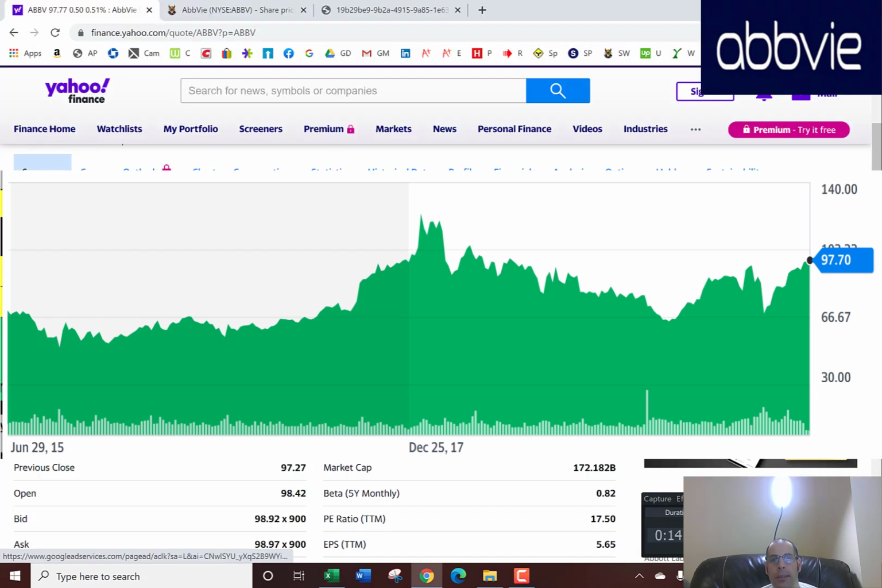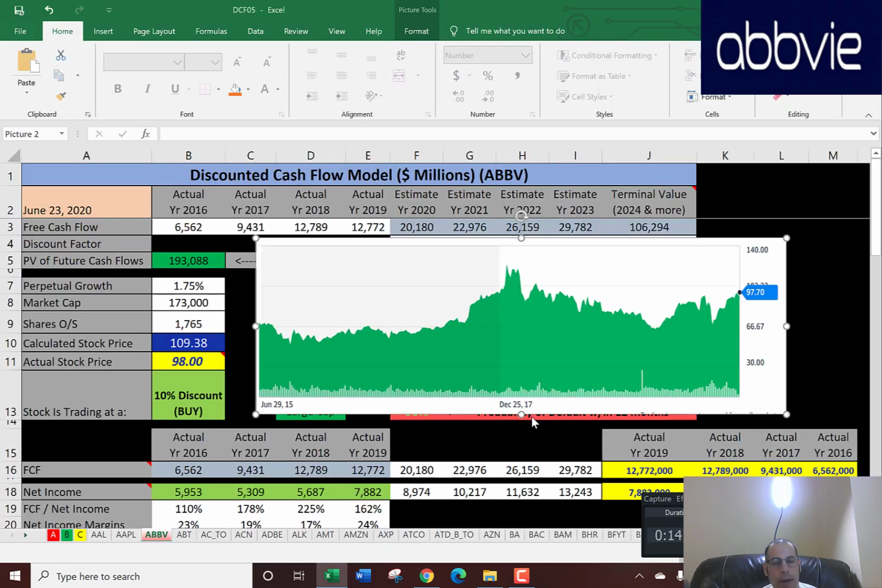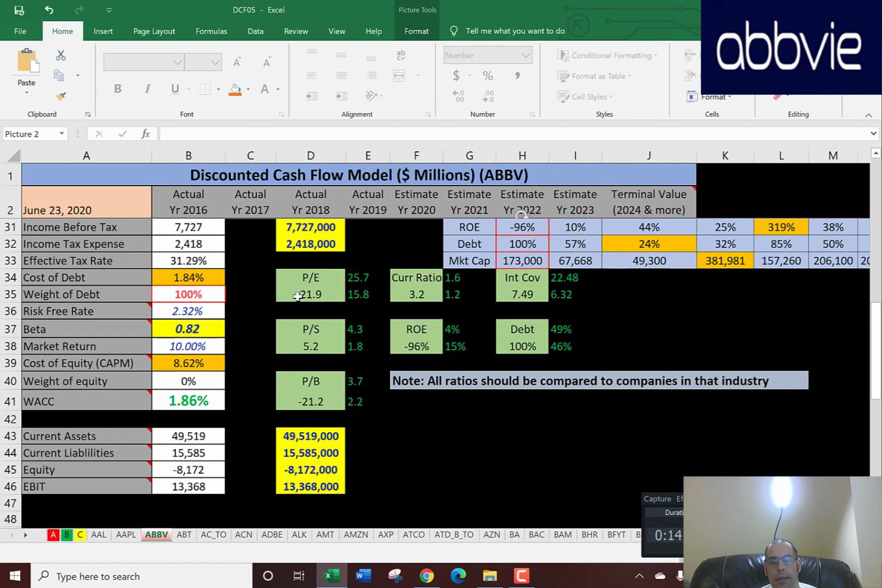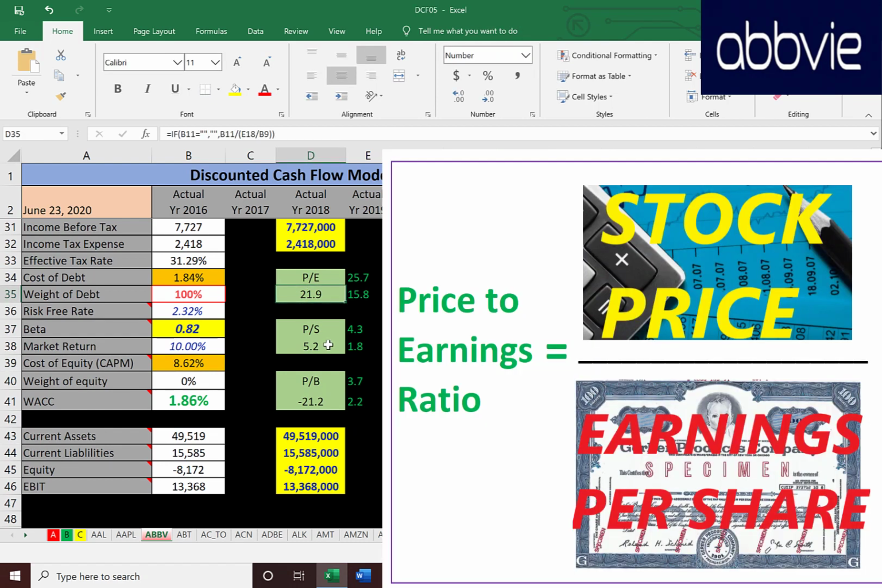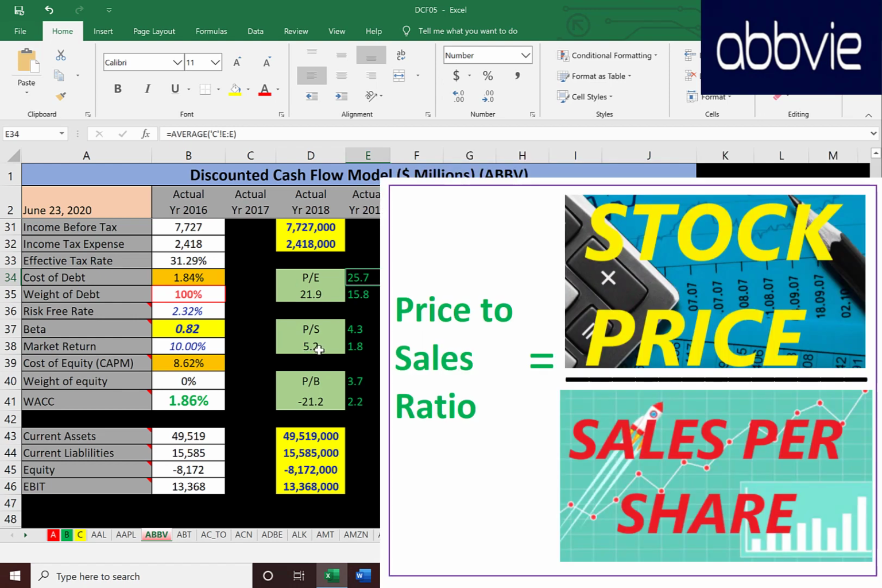Let's see what Simply Wall Street says the stock is worth. They're valuing it at $109.45, which is almost exactly what I value it at. So let's look at their financial ratios to get more information on the company. So they have a PE ratio of 21, that's the price of the stock over earnings per share. And the average in the market is 26. They have a price to sales of 5.2.